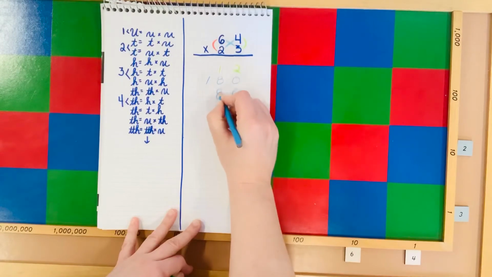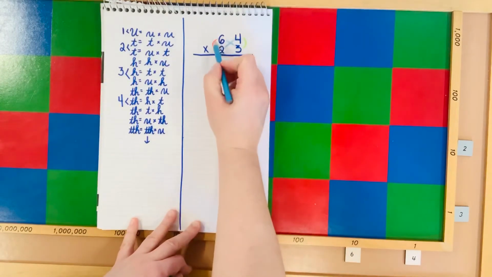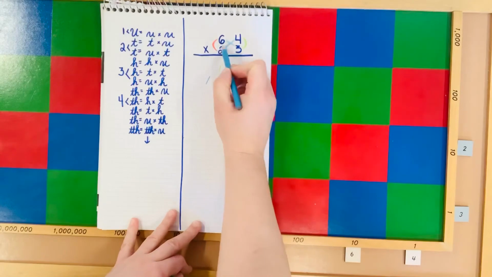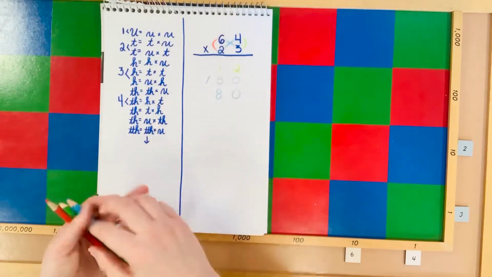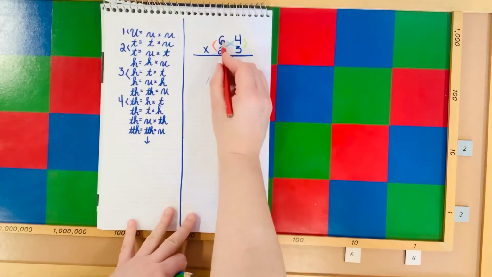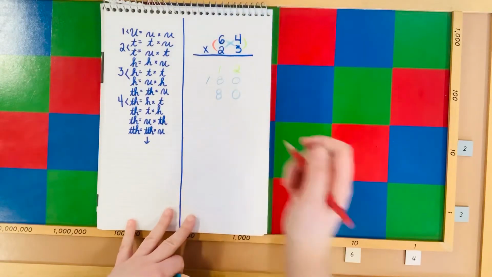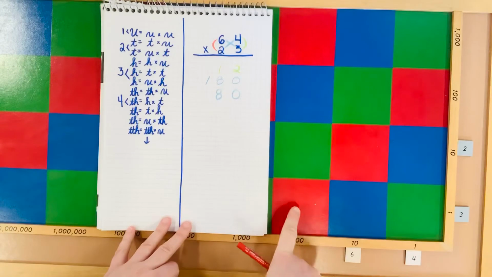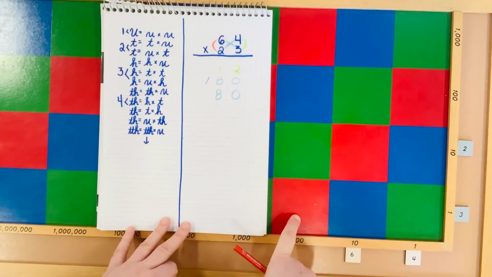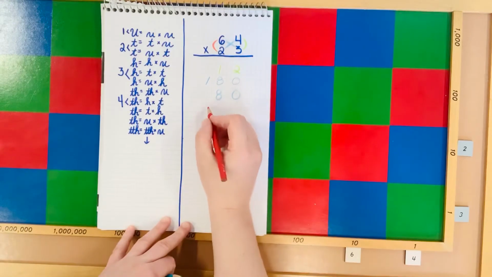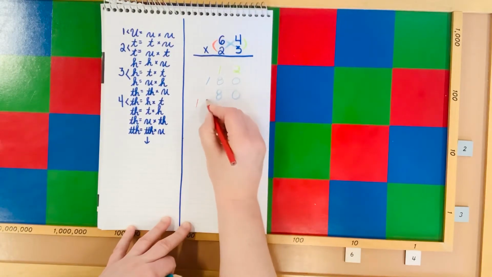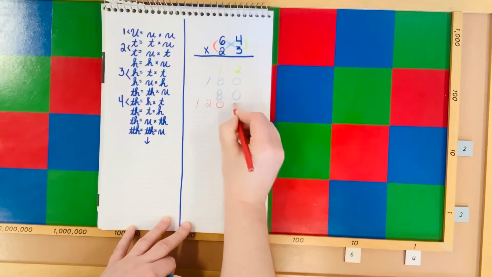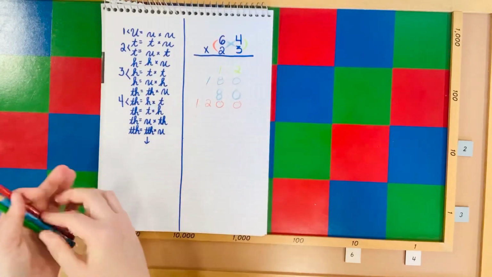Okay. And lastly, I have my hundreds. 2 times 6. Tens times tens gives me hundreds. So 2 times 6 is 12. So I would have 12 hundreds right here. And we know that 12 hundreds is the same as 1,200.